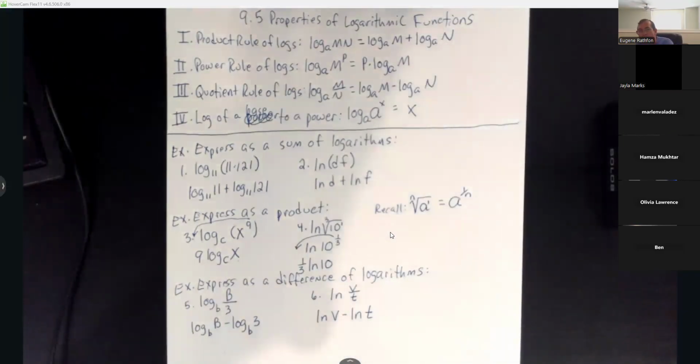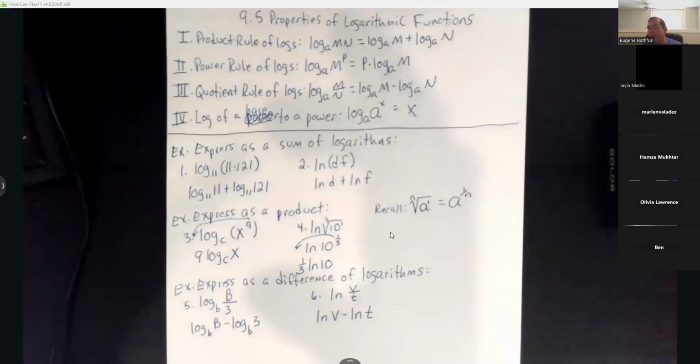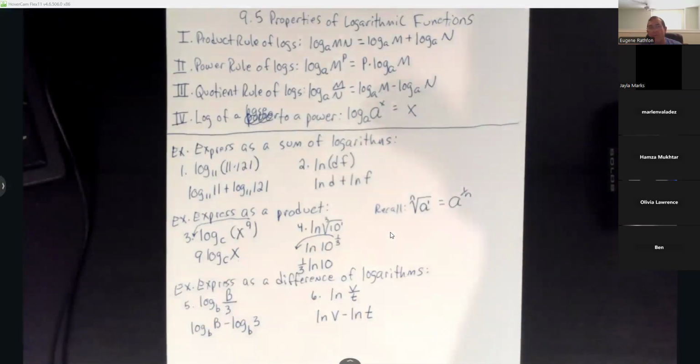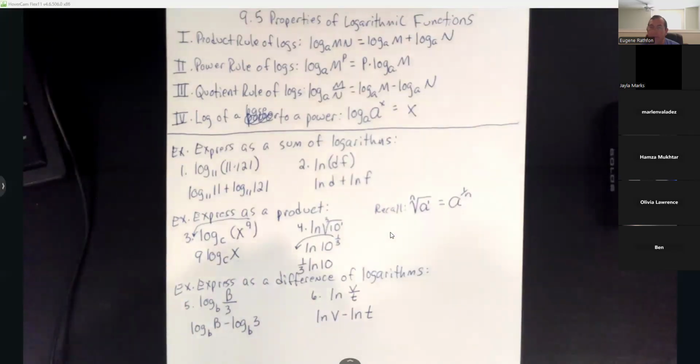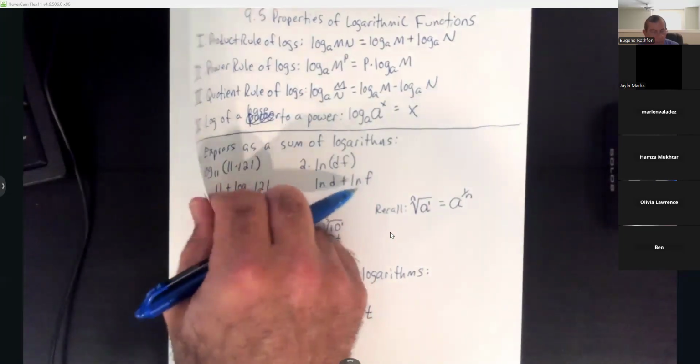So, y'all, that's using those properties, but now what they're going to do, they're going to give us problems, and we got to figure out, are we doing the power rule? Are we doing the product rule, quotient rule, or whatever, okay? So you just sort of got to remember these properties. So, y'all, here we go.